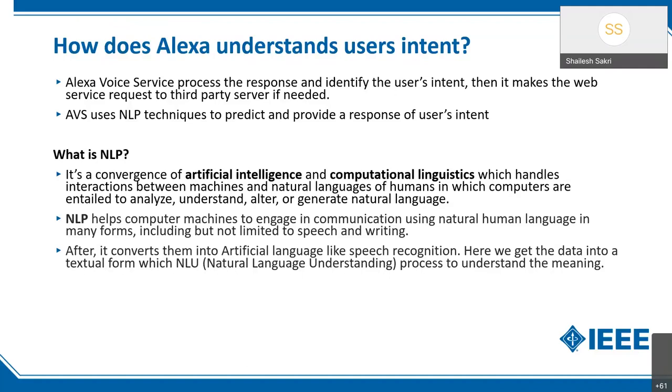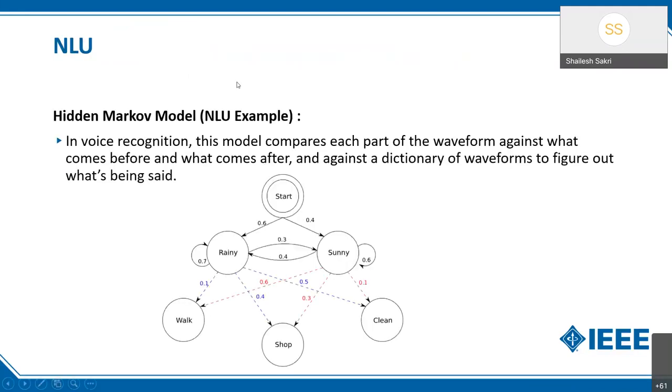Once there is speech recognition, whatever you're saying, the recognized speech content is sent to this NLP engine, which converts it into text and then breaks it up into parts of speech, which is a meaningful process to understand the meaning. In voice recognition, the model compares each part of the waveform. It literally breaks it up into each of those portions, looking at what comes before and what comes after, like a dictionary of waveforms to figure out what's being said. It's all a prediction.